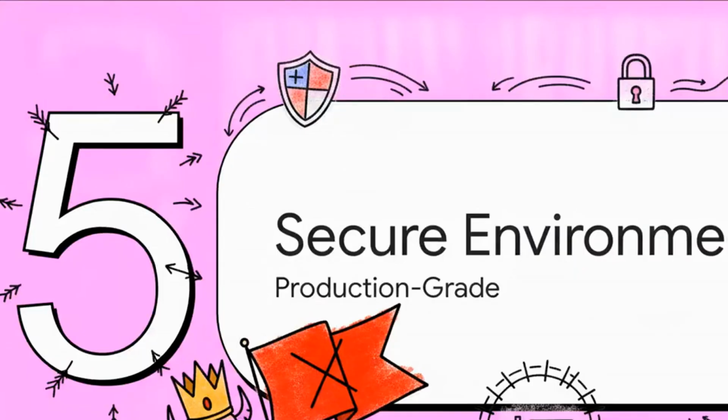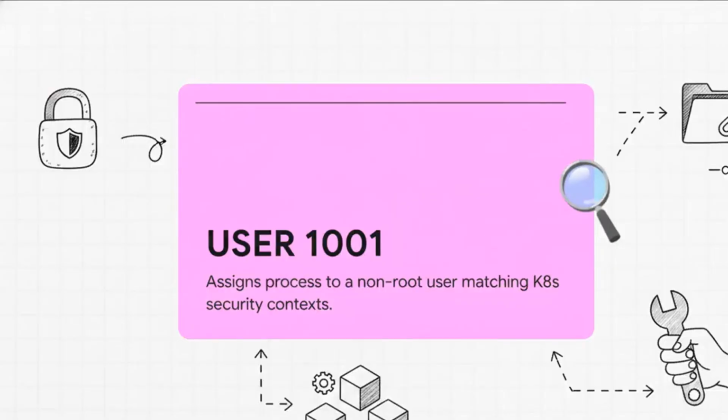On to Section 5, securing the production environment. We're tiny and fast now, but there's a big red flag. Our app is still running as the root user. Running as root inside a container is a massive security flaw, guys. If someone manages to break into your app, they suddenly have root access to that entire container environment.